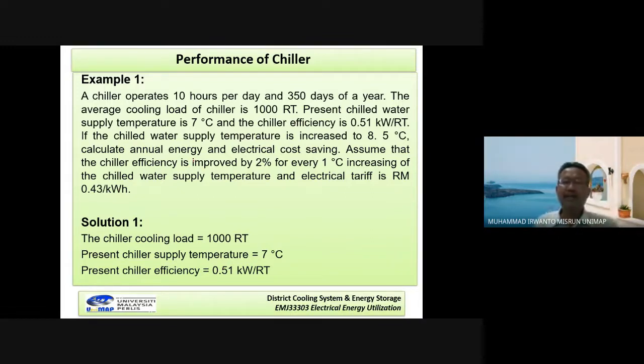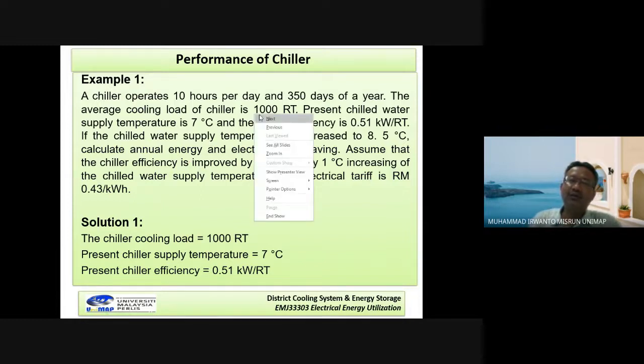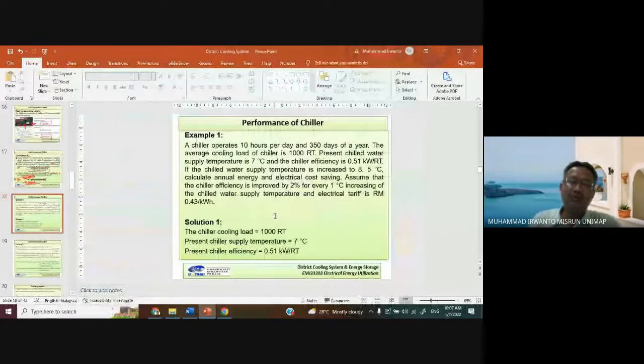Now in this case, we want to reduce the energy and also cost when the chiller operates from one temperature to a higher one. Before we answer it, I want to give one question.